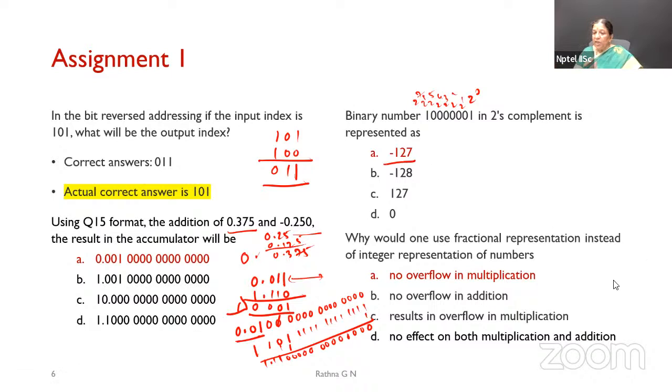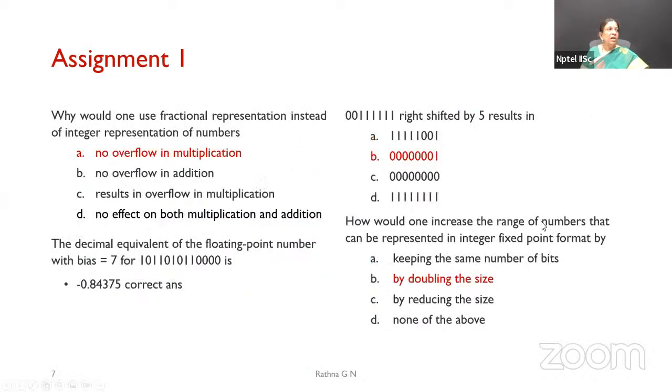Minus 127. Why would one use fractional representation instead of integer representation of numbers? The correct answer, as we have shown with the example, is that no overflow is going to occur in multiplication. We cannot avoid the overflow in addition, but definitely we'll be avoiding it in multiplication. That is why we use the fractional representation.